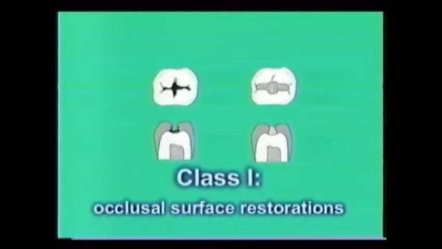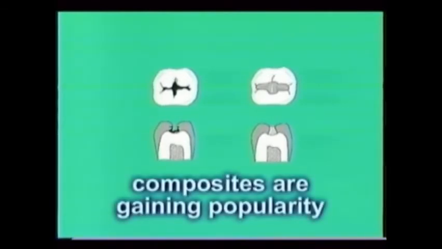The simplest, a Class 1 filling or restoration, involves just the chewing or occlusal surface of a back tooth. Amalgam fillings are used most often because of their great strength, although composites are gaining in popularity. In fact, some doctors no longer place amalgam fillings at all.